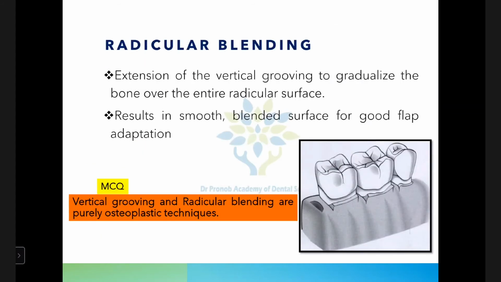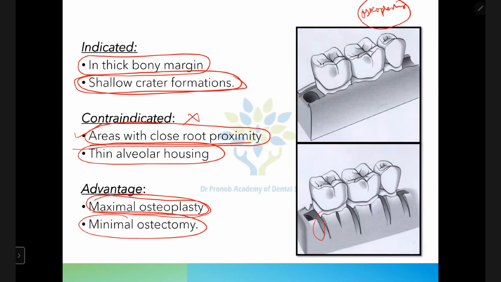Remember, here we have placed grooves like this, grooves on the radicular and interproximal area. Now what we will do is blend these grooves. So we are blending the area. This is called radicular blending.